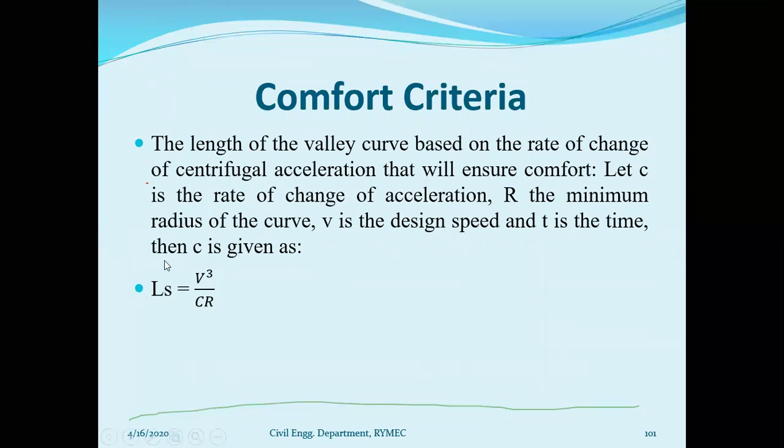What is this? Ls is nothing but the length of your valley curve, and V is the velocity or design speed of your vehicle, right. C is the rate of change of acceleration, and R is your radius of the curve. C is nothing but the centrifugal acceleration, as I said.